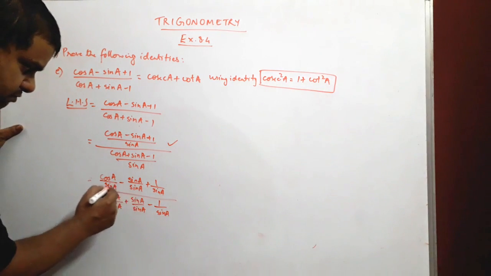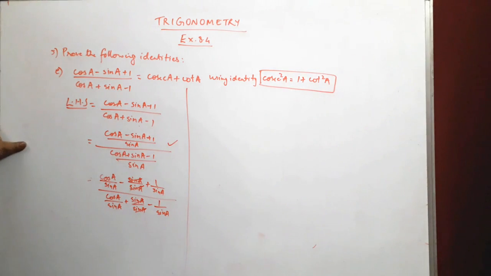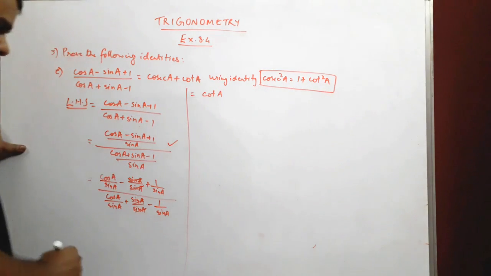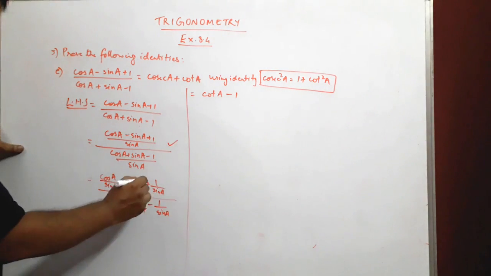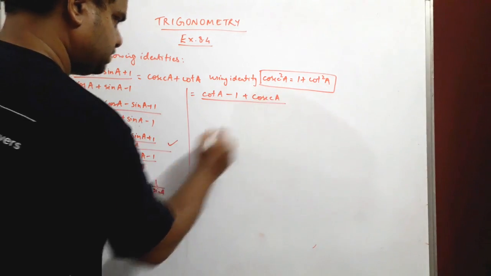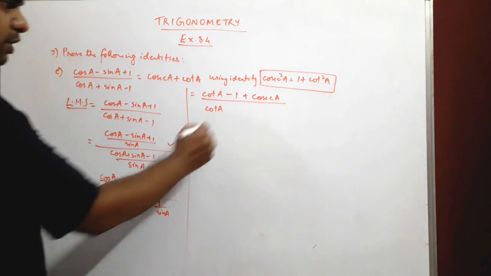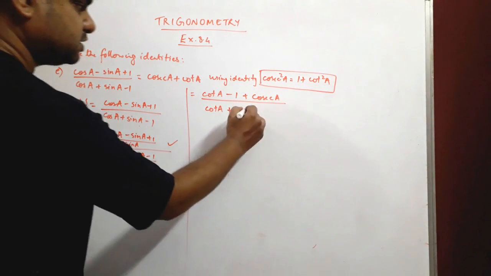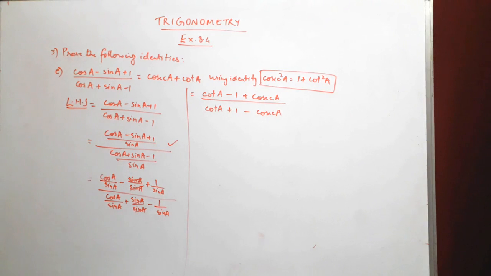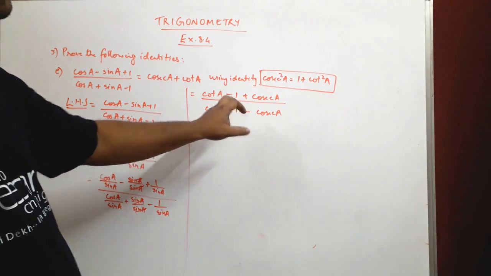Now we will see what we can cancel. So sin A cancels here, and sin A cancels over here. cos A upon sin A is cot A. This would be minus 1 plus 1 upon sin A, which is nothing but cosec A. Whole thing upon, again cos A upon sin A is cot A, plus 1 minus cosec A.